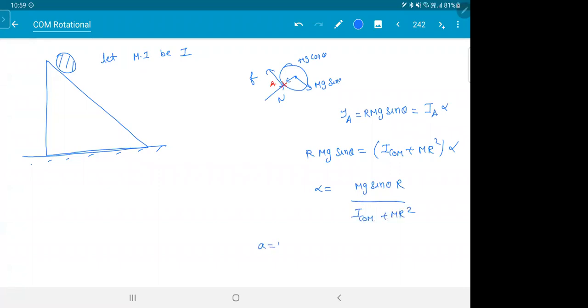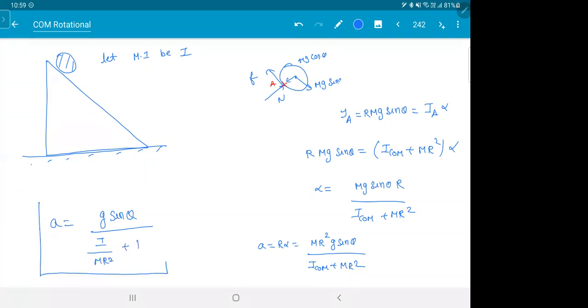And we know a is equal to R alpha. We get mR squared g sine theta over I center of mass plus mR squared. Divide and multiply by mR squared. So we get acceleration is g sine theta over (I by mR squared plus 1).